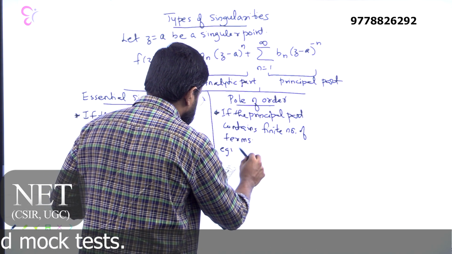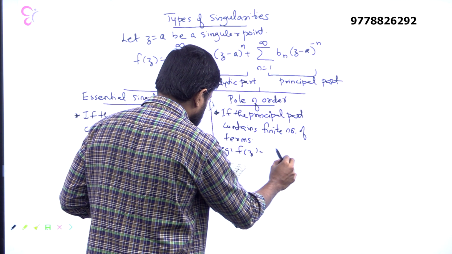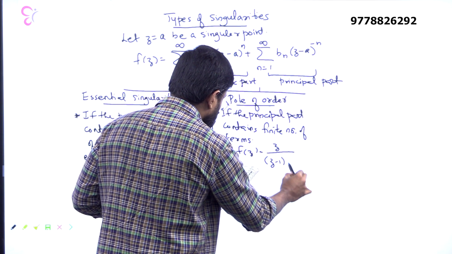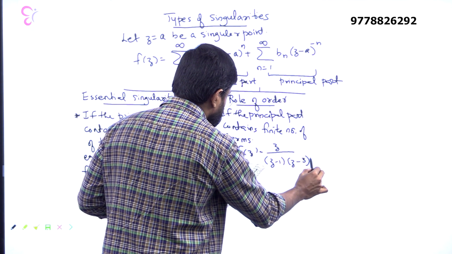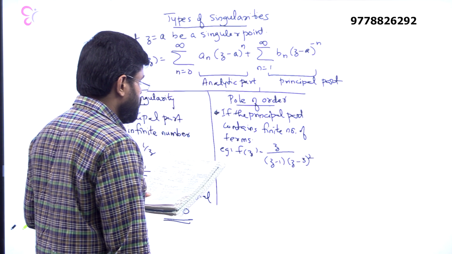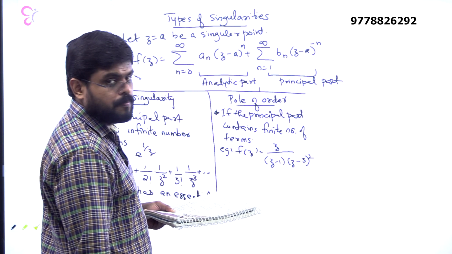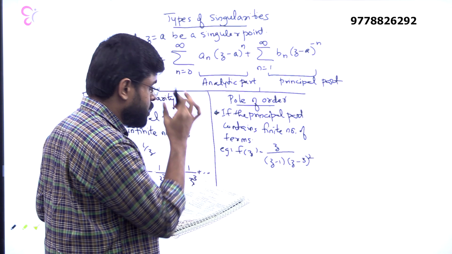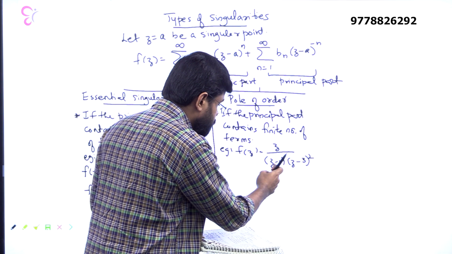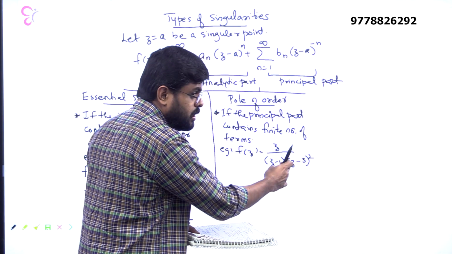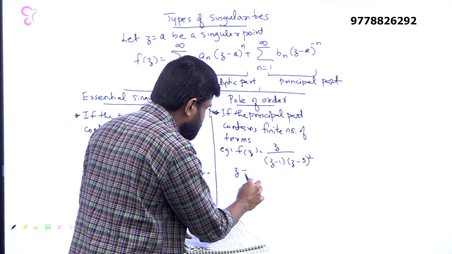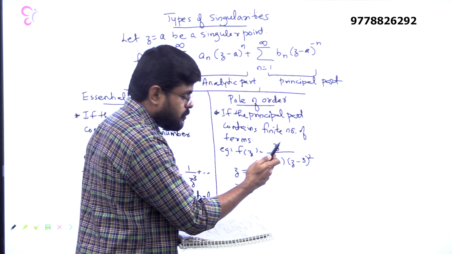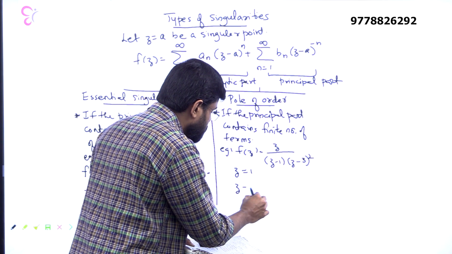Example, f of z equals z by (z minus 1) into (z minus 3) whole square. How to find the singular points? Singular points have to be found out by equating the denominator to 0. When you equate the denominator to 0, z minus 1 equals 0, so z is equal to 1, and then z minus 3 whole square is equal to 0, then z is equal to 3.